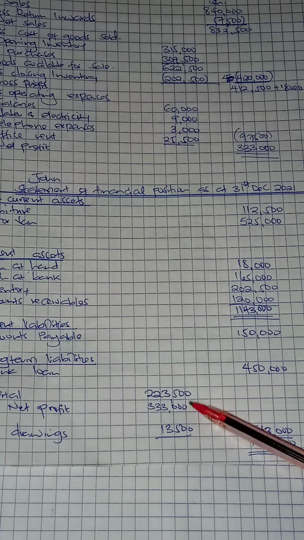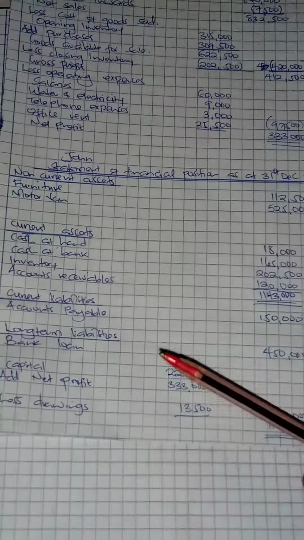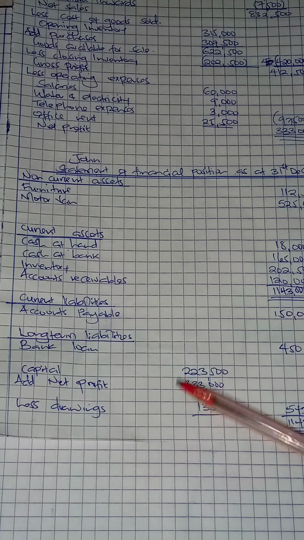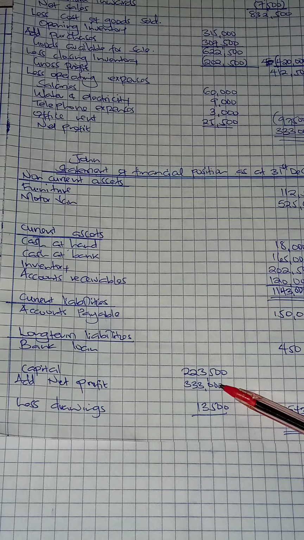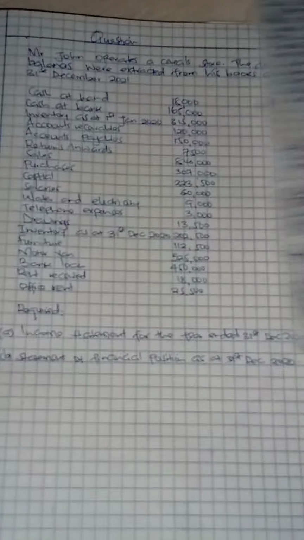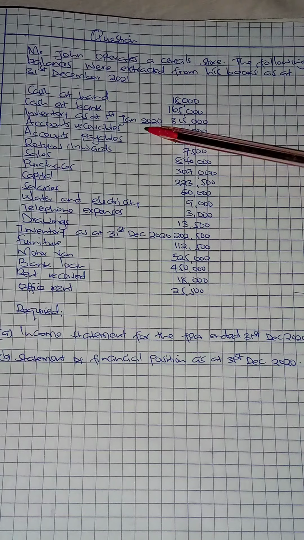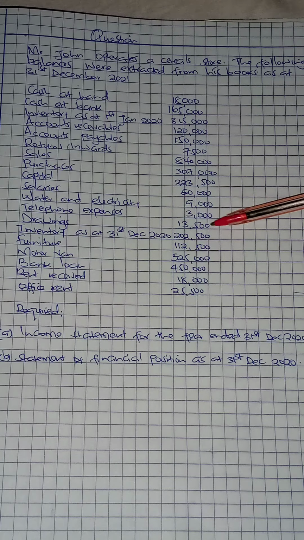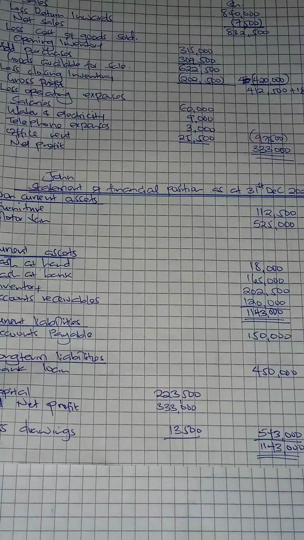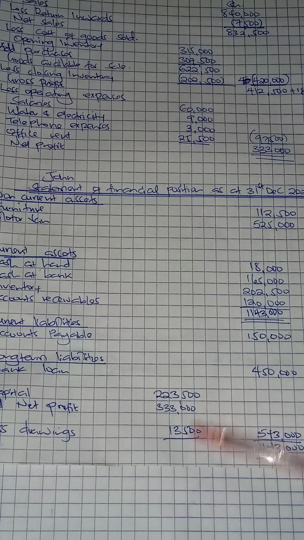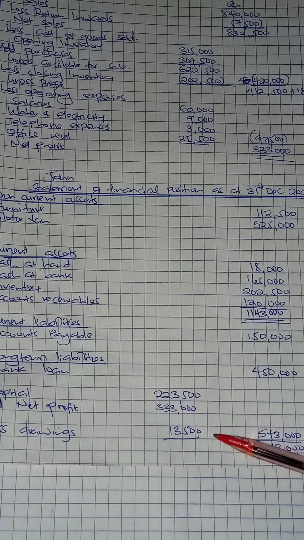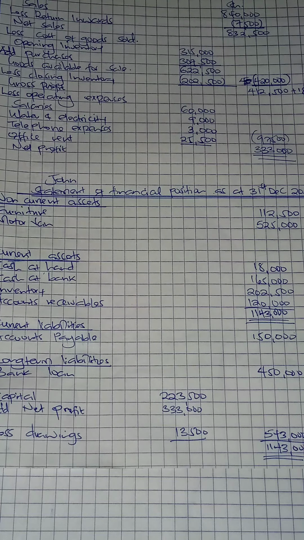223,500. Then here you add net profit. This figure you just pick from the income statement and add it there. Then you less drawings. This is where we use our drawings, 13,500. You put your drawings here: less drawings 13,500. Once you are done with that, you get the difference here. The total figure you arrive at is 543,000.